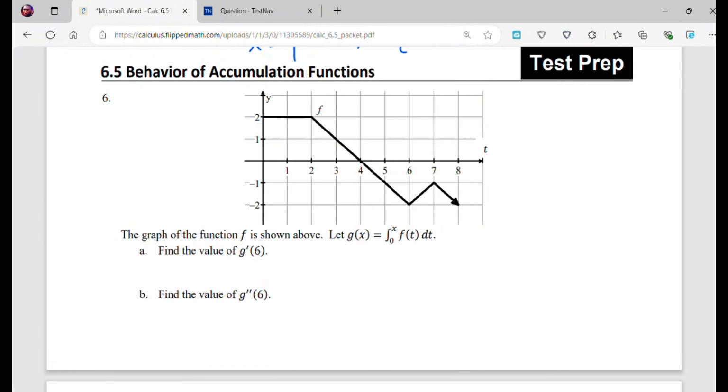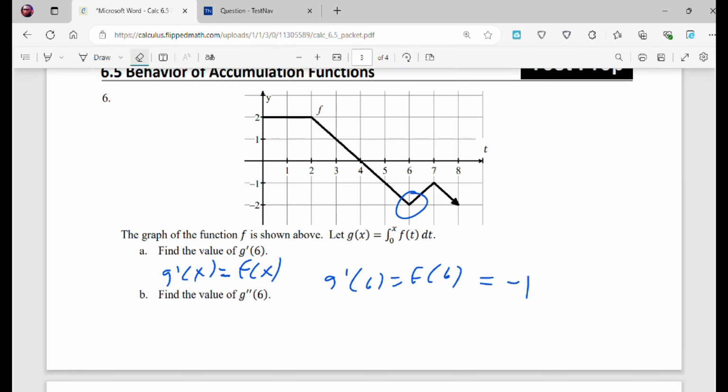The graph of the function f is shown above. Let g of x equal the integral from 0 to x of f(t) dt. Find the value of g prime of 6. So first we have to find g prime of x. According to the fundamental theorem of calculus, we're going to get f of x. So g prime of 6 equals f of 6. F of 6 is equal to negative 1. Sorry, not negative 1. It's negative 2.